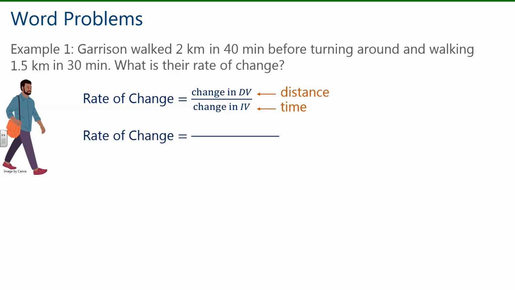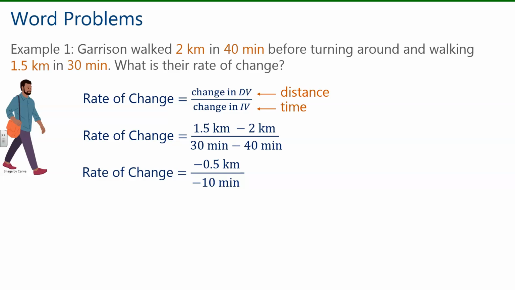So now we can plug them into our formula. So the two distances we have here are 1.5 kilometers and 2 kilometers. So we can subtract those. And for the times, we have 30 minutes and 40 minutes. So we can subtract those as well. So if we subtract them, we get negative 0.5 kilometers over negative 10 minutes, which simplifies to 0.05 kilometers per minute. So every minute, they walked about 0.05 kilometers.